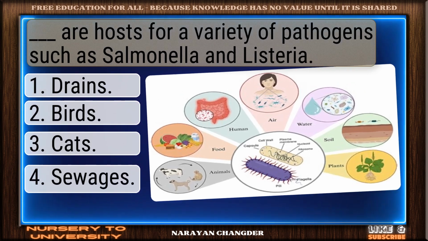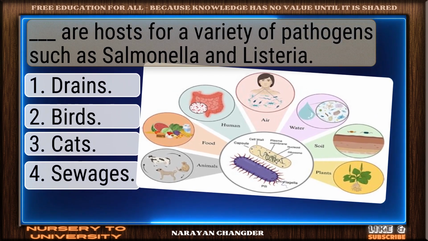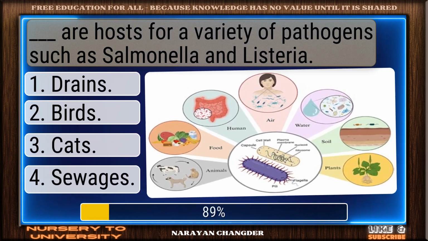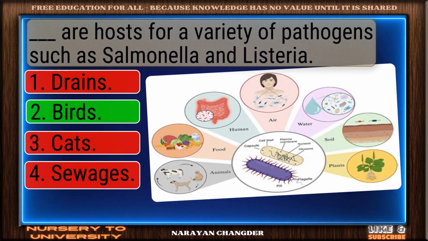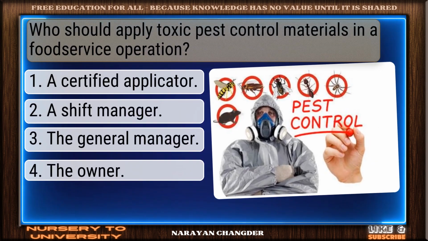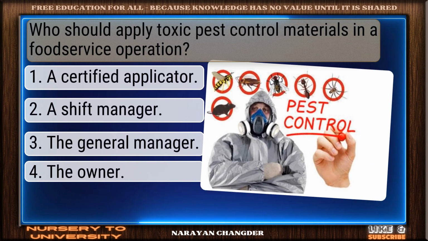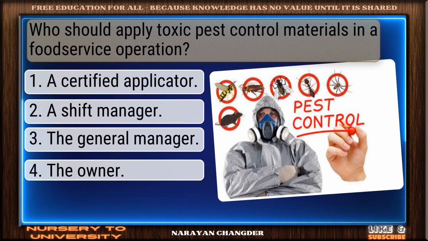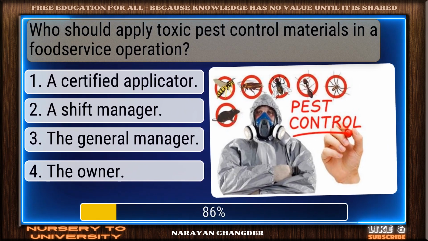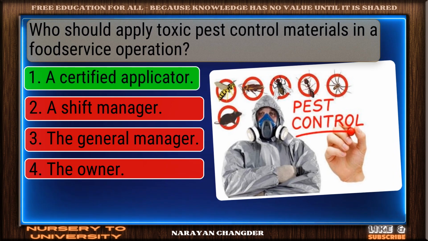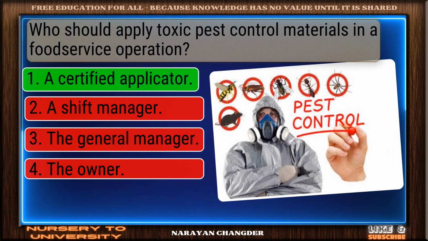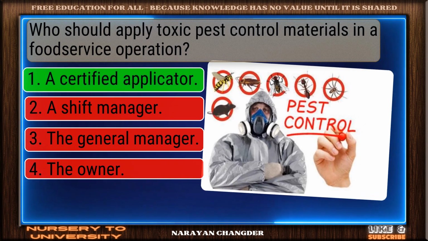Dash are hosts for a variety of pathogens such as Salmonella and Listeria. Exactly. Birds make sense and it is the right choice. Who should apply toxic pest control materials in a food service operation? Clear logic. Your choice, certified applicator, is sound and 100% true.